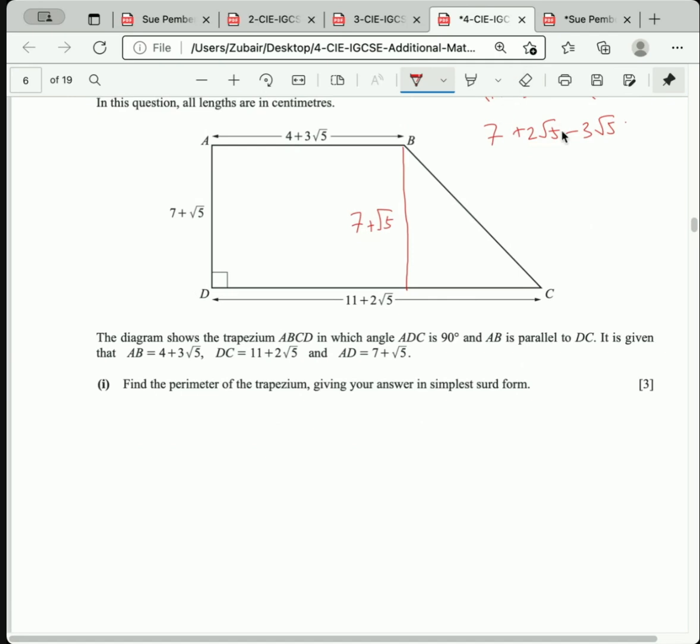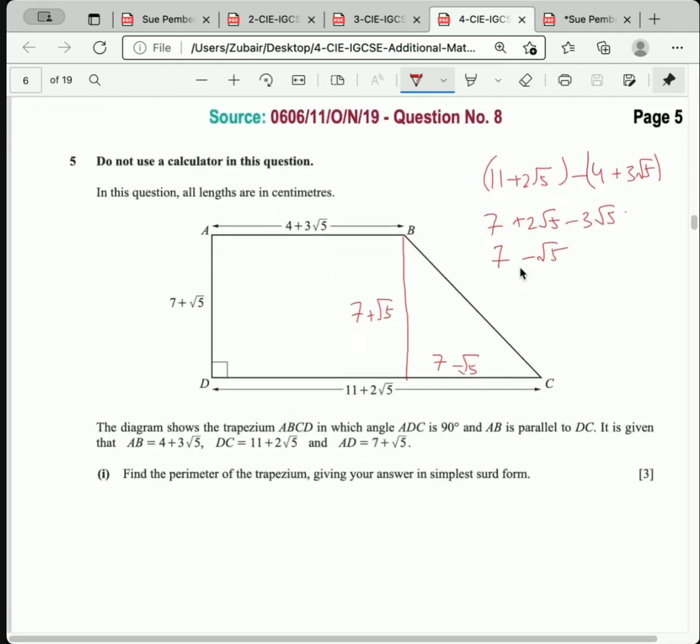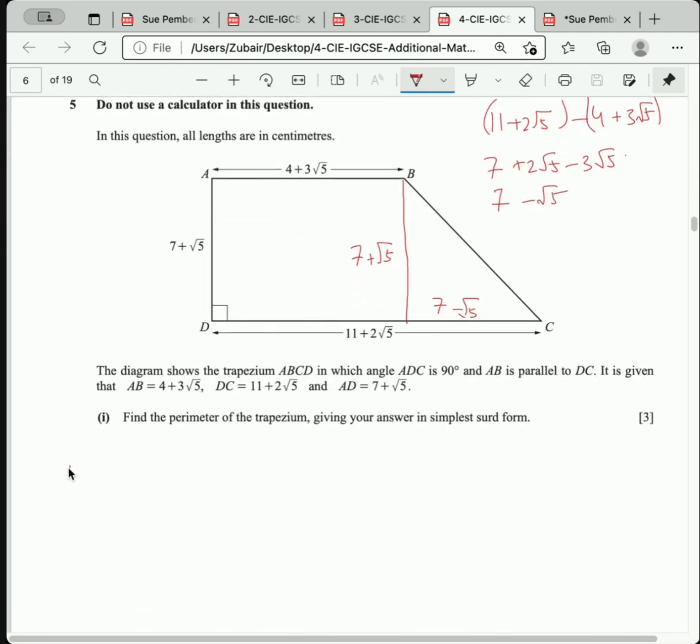Oh, that could be simplified. This is 2 root 5 and 3 root 5. So 7 minus root 5. 7 minus root 5. Okay. So working for BC first.